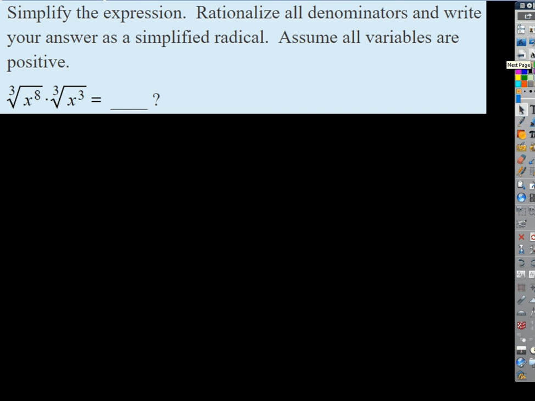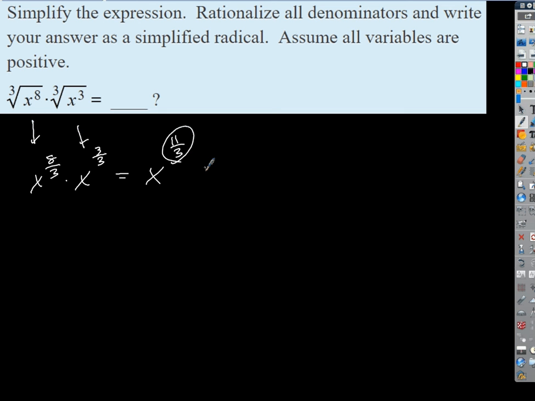So what about this one then? This is the same kind of thing, only with cube roots, but it's no harder. How would we write this guy using a fractional exponent? Okay, and then what about that one? 3/3. Okay, so that's going to give me what overall? 8/3 plus 3/3. What is that? 11/3. And so we've got to do the same trick.